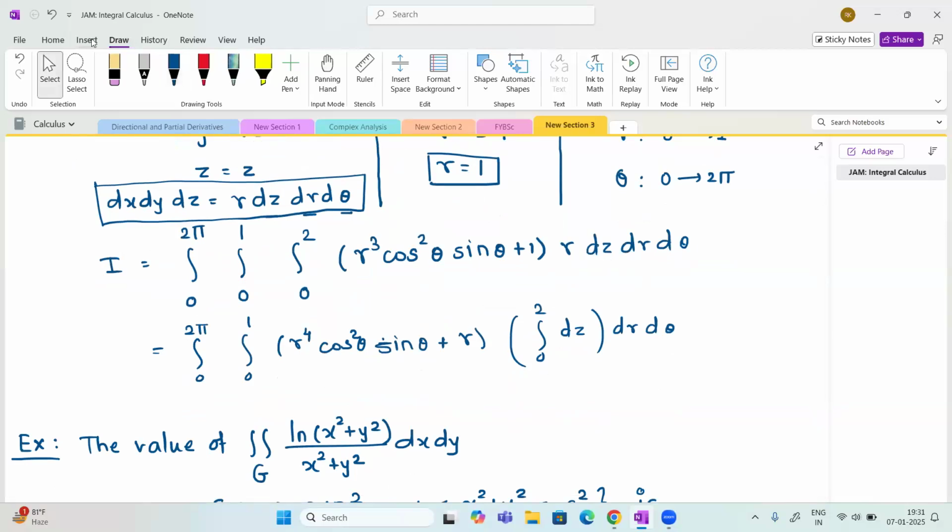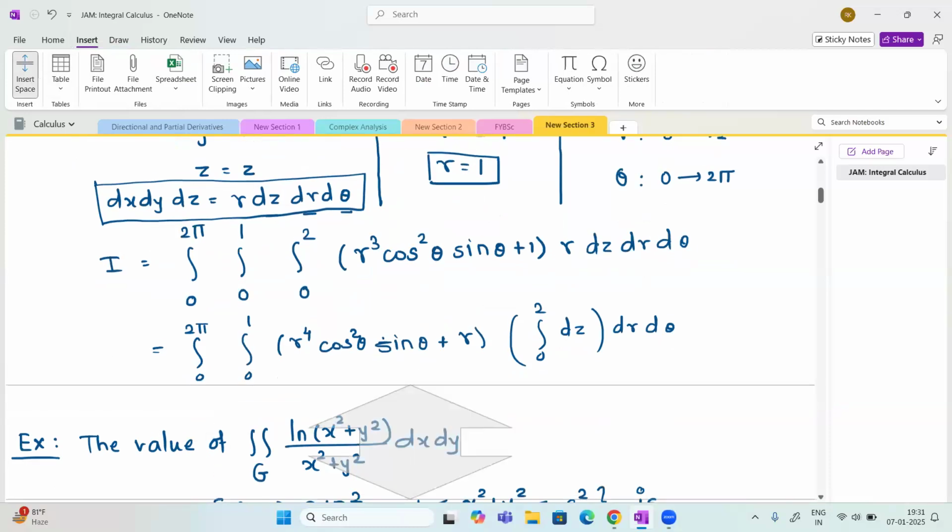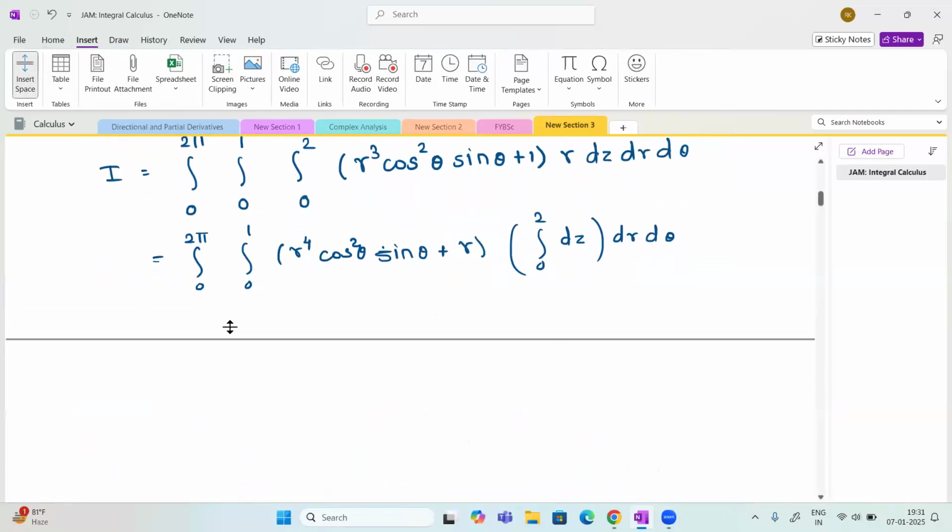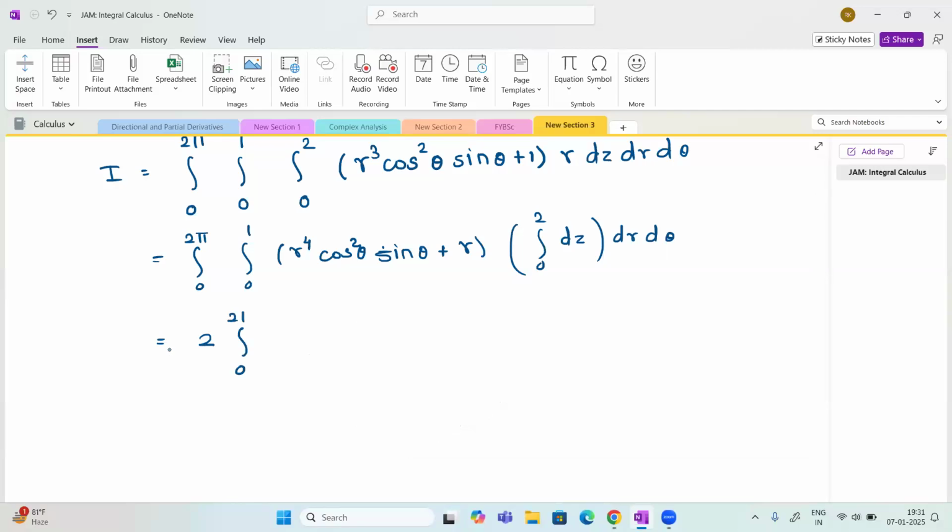Integration of dz is z only, by putting upper and lower limits. It's 2. All of you are getting the point, no? Okay, shall I write 2 directly outside? Integral 0 to 2 pi, 0 to 1, r raised to 4 cos square theta sine theta plus r, dr d theta. Can anyone tell me the integration with respect to r?